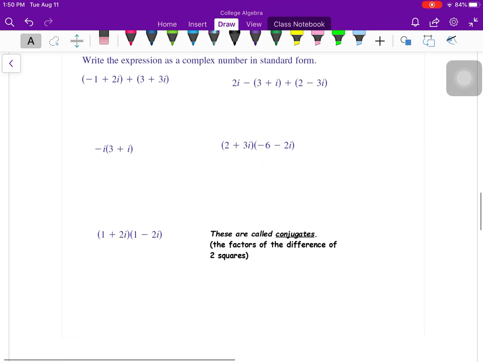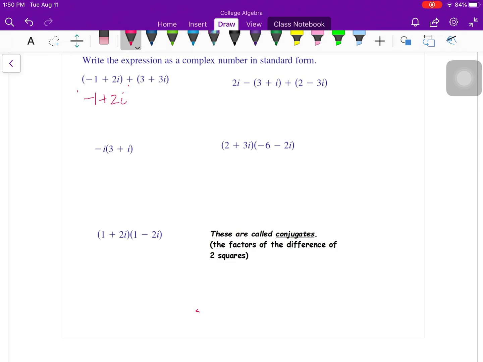Since we can add, subtract, multiply, and divide any kind of number, we should be able to do that with our complex numbers. So my first complex number is negative 1 plus 2i. Then I'm adding 3 plus 3i. When you do this, it's just like adding a two-digit number. You'll line up your place values. So I'm going to have my real part first, my imaginary part second.